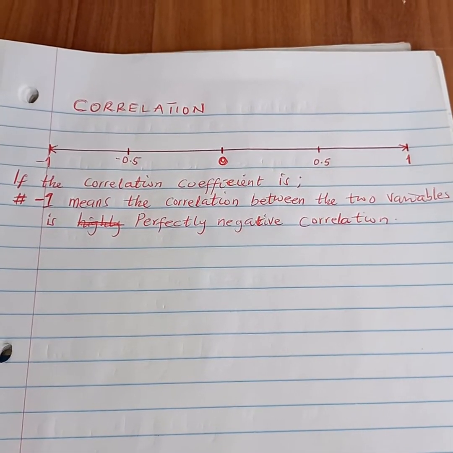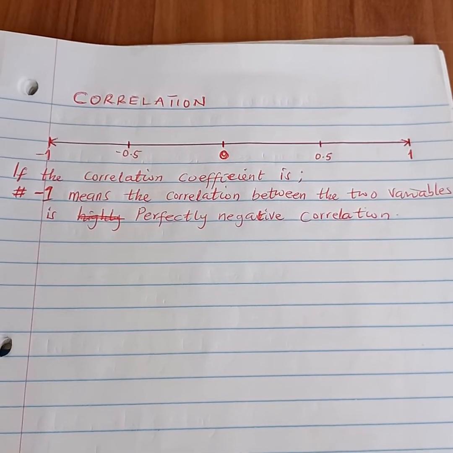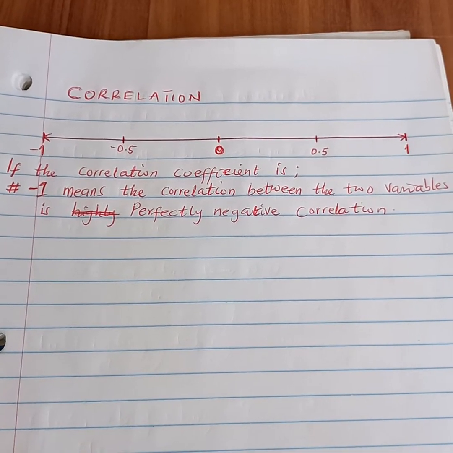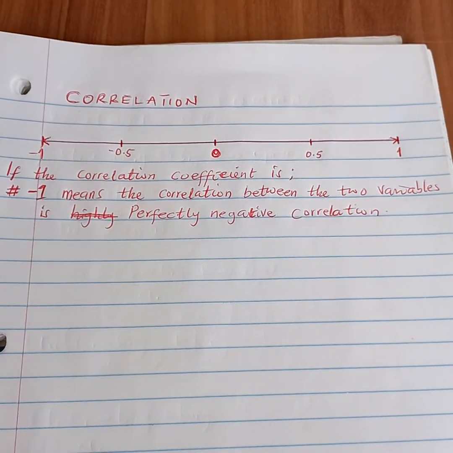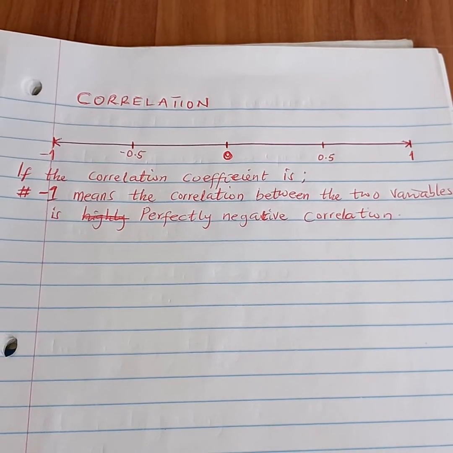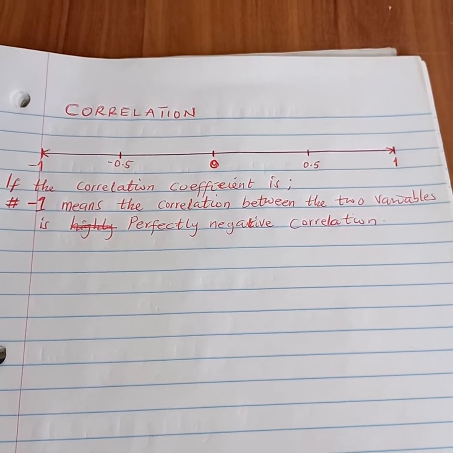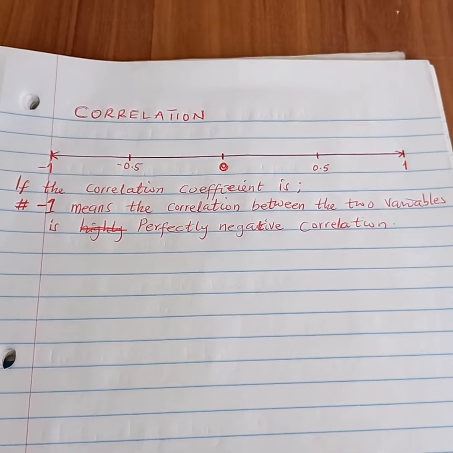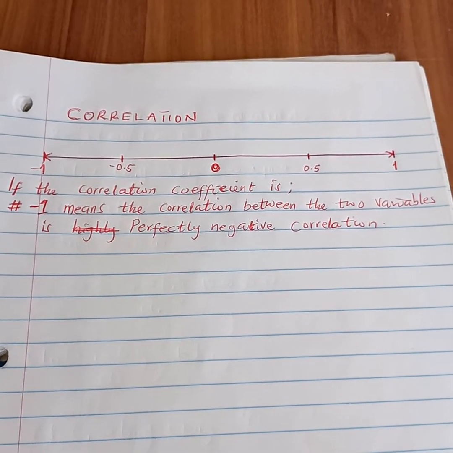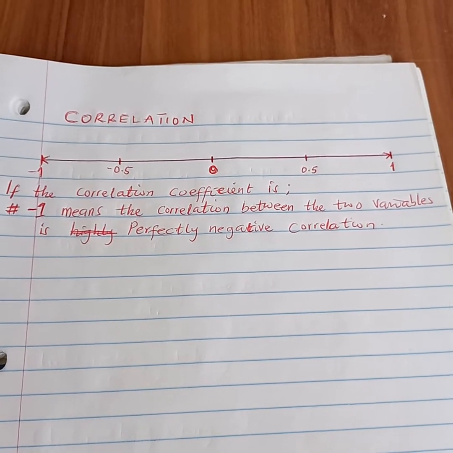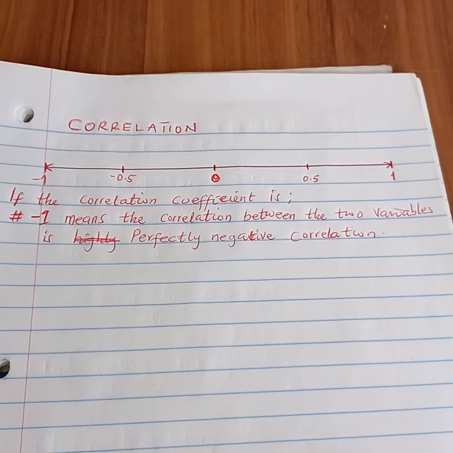Now, the first one is saying that if the correlation coefficient is -1, then it means that the correlation between the two variables is perfectly negative correlation. After calculating the coefficients of the correlation and you get the answer to be -1, then it means that the correlation between the two variables is what? Perfectly negative correlation.